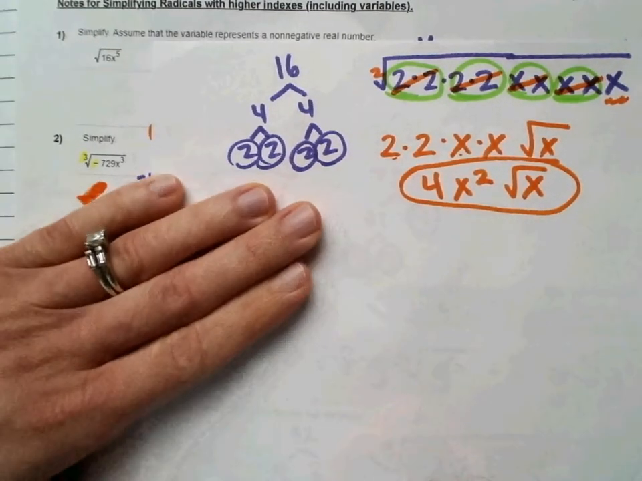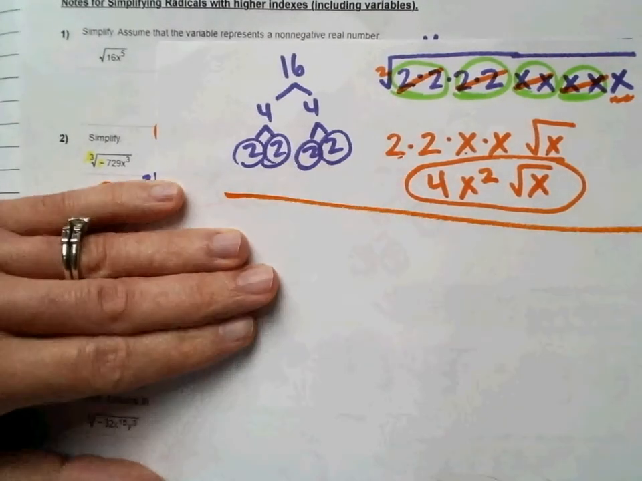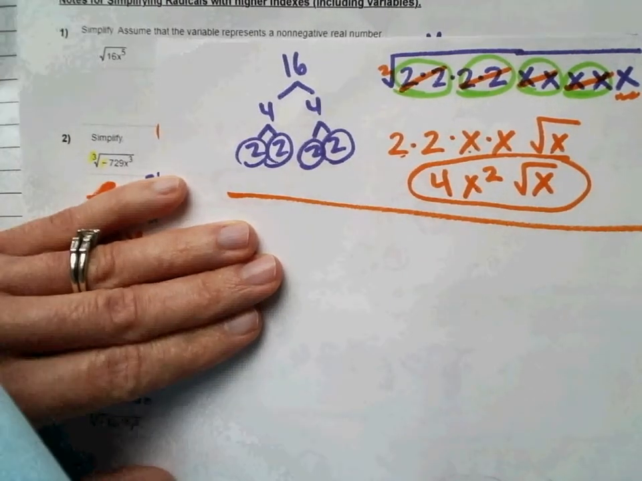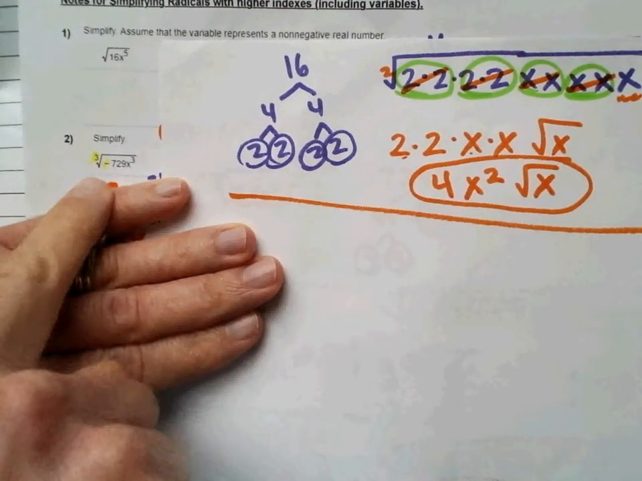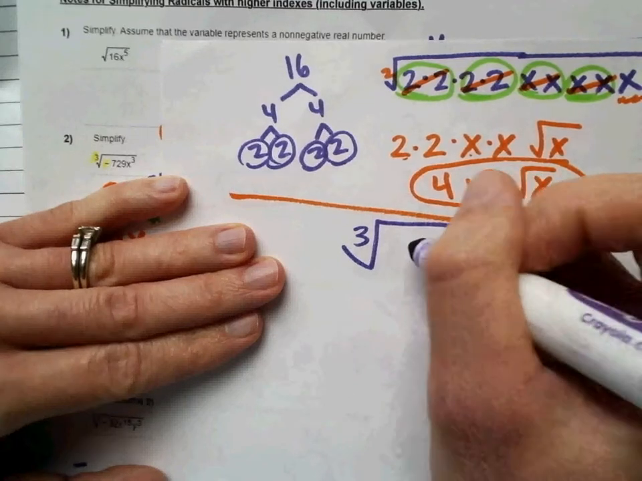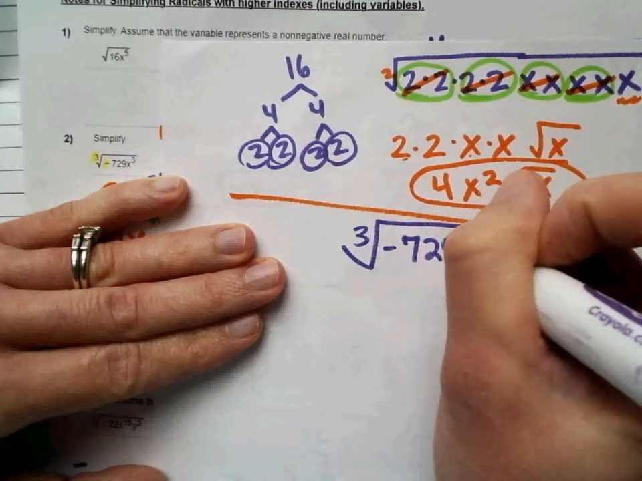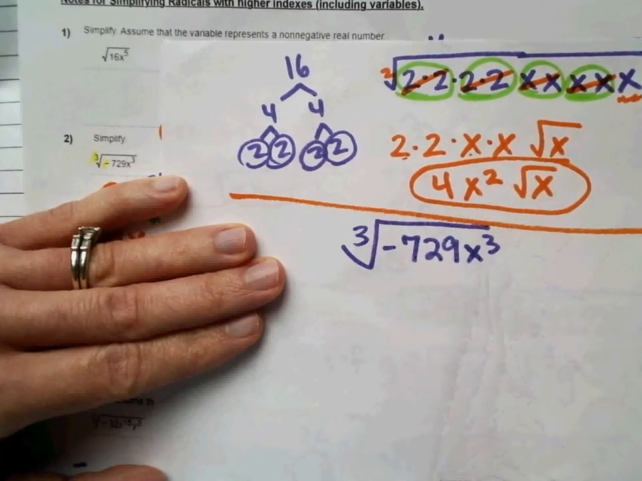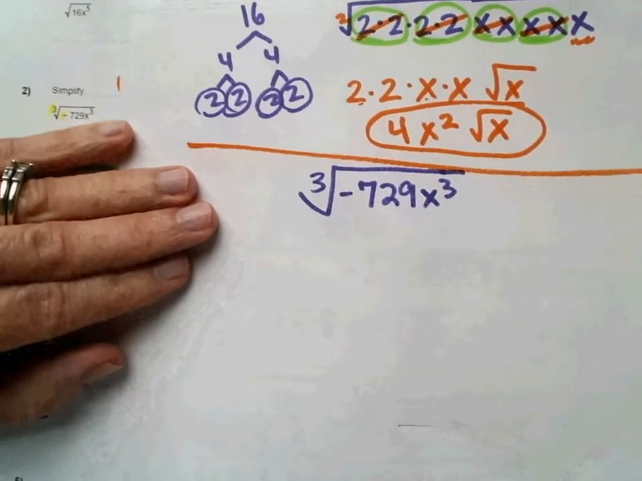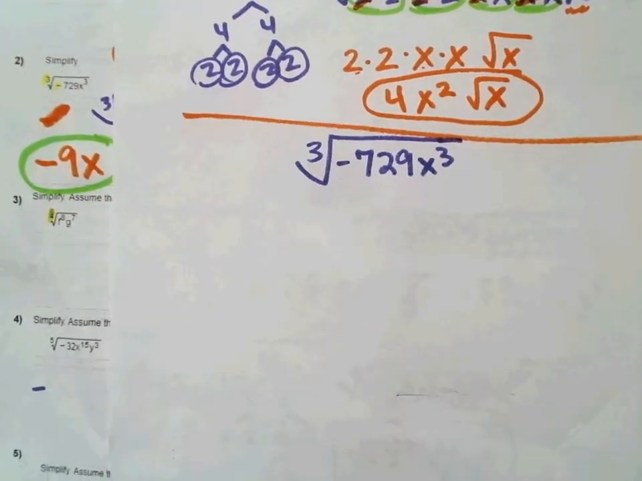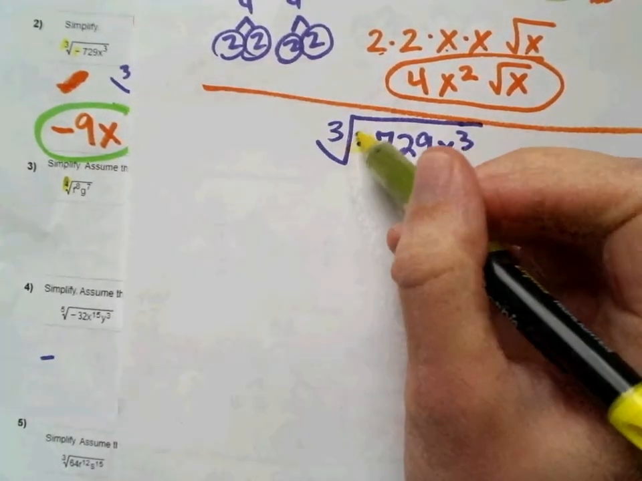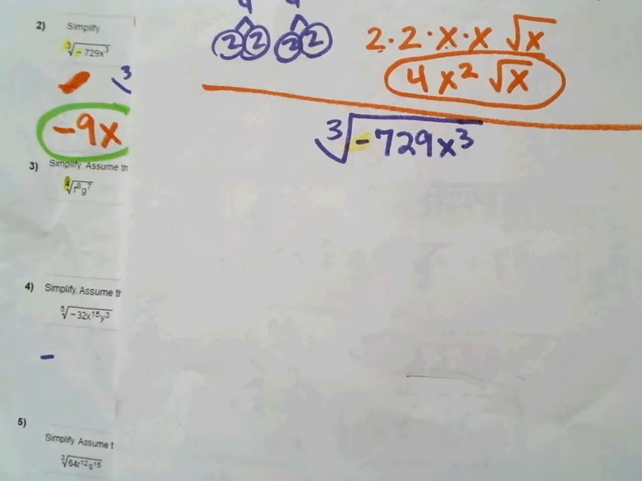Okay, question number 2 said this. Simplify, you can see it right above my hand right here. Simplify the cube root of negative 729 x to the third. Alright, so new thing about this one is we have that negative under the, well, we may have seen that last time. A negative under the cube root.